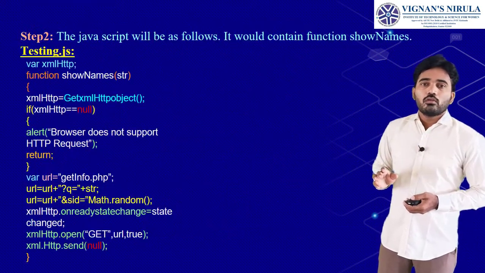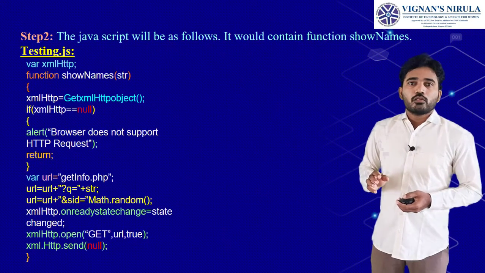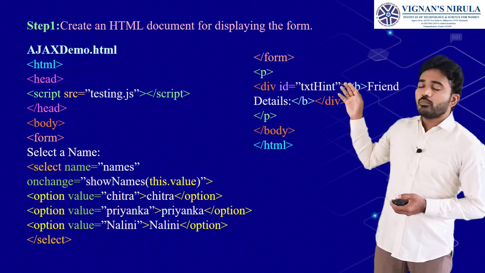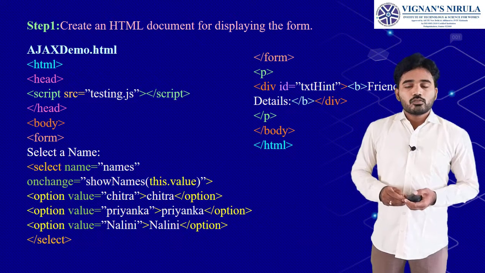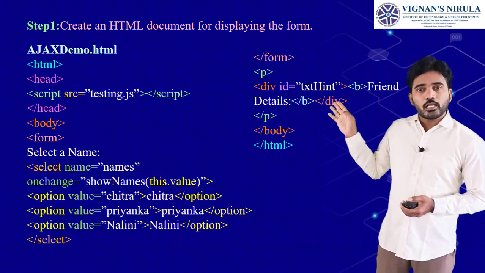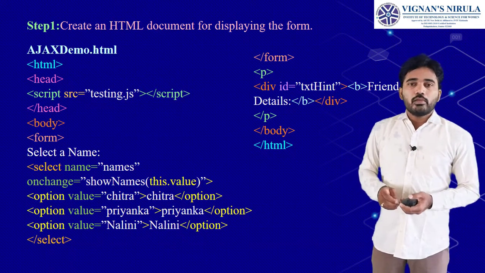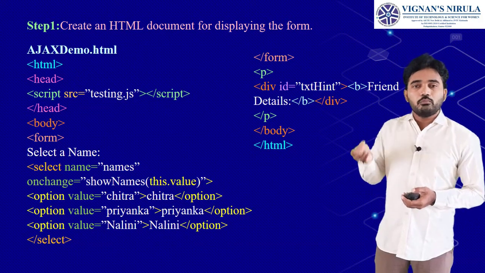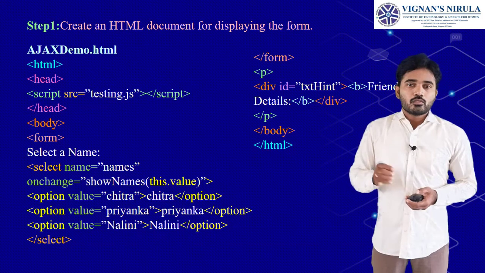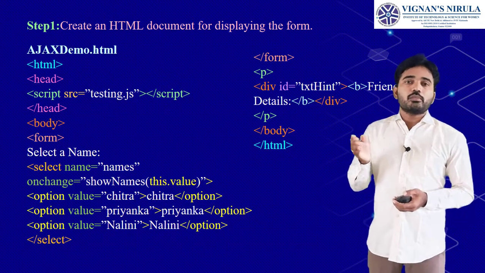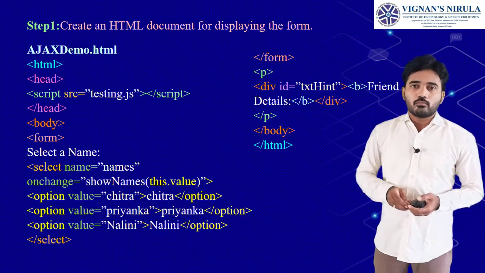Coming to the first step, here it creates an HTML document for displaying the form. Here, the first file name is ajaxdemo.html, where we have written a script src equals testing.js. So, here we have used the JavaScript as a reference to this HTML document.